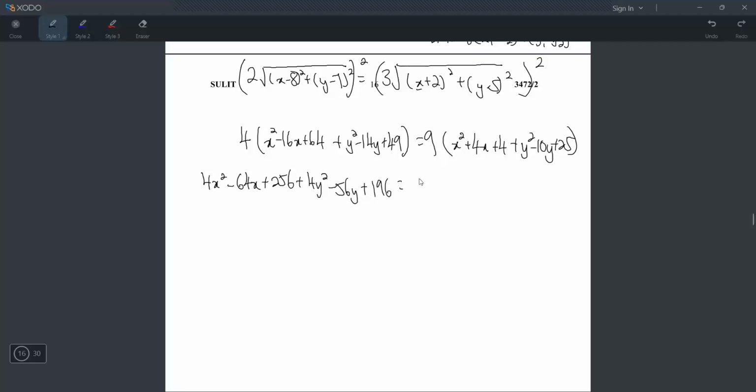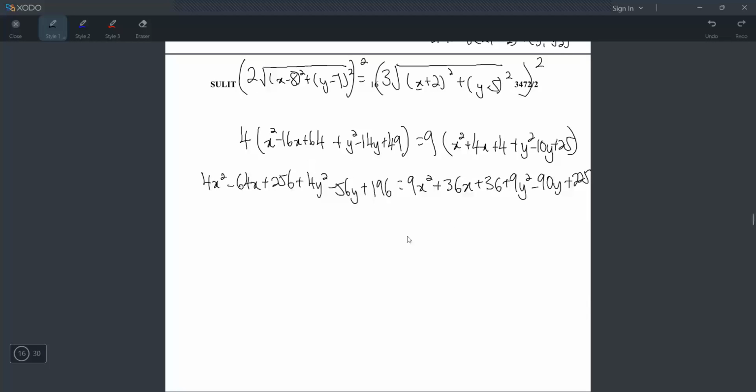Okay, same thing here. Just expand everything times 9. So it becomes 9x square. 9 times 4 is 36x. 9 times 4 is 36. Times 9, 9y squared times 9 is 90y. 25 times 9, let's press. Okay, 225. So remember to use your calculator to help you.